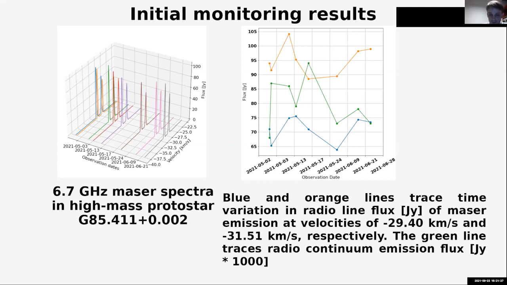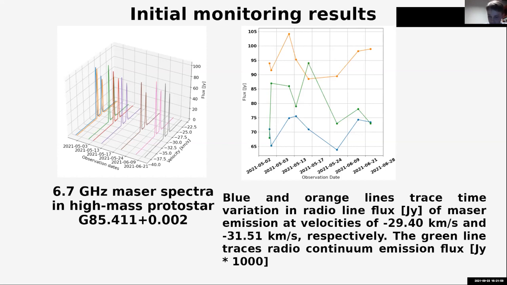In the left plot, you see there are two components of the maser. The blue and orange lines are traces of the variation of radial flux of the maser. We have two components, minus 29 kilometers and 31 kilometers per second, and the green line is continuum emission of the same source.